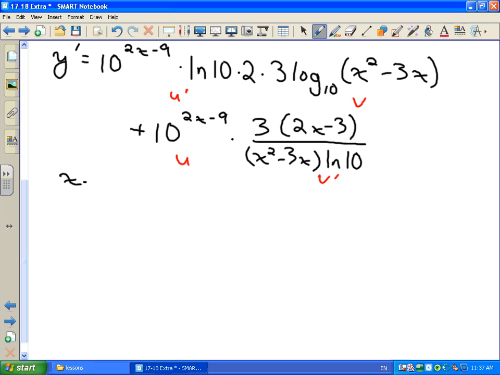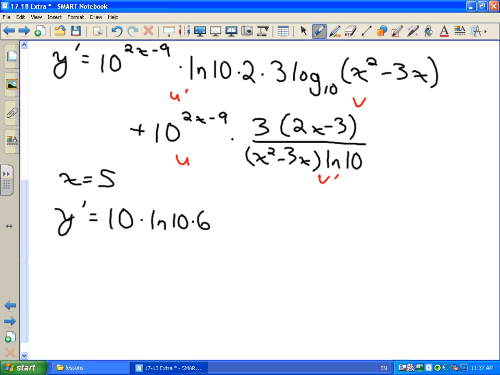And we want to evaluate this at x equals 5. So this should simplify a fair bit here. So if we just do this term by term, x equals 5. If we put it into this first term here, we get 2 times 5 is 10, minus 9 is 1. So 10 to the 1 is just 10. We'll keep the ln 10 there. 2 times 3 gives us a 6 there.